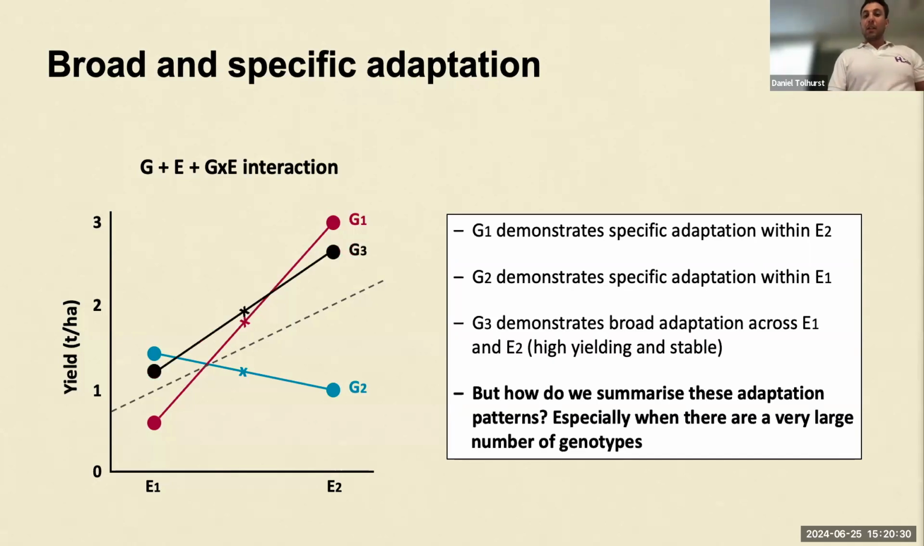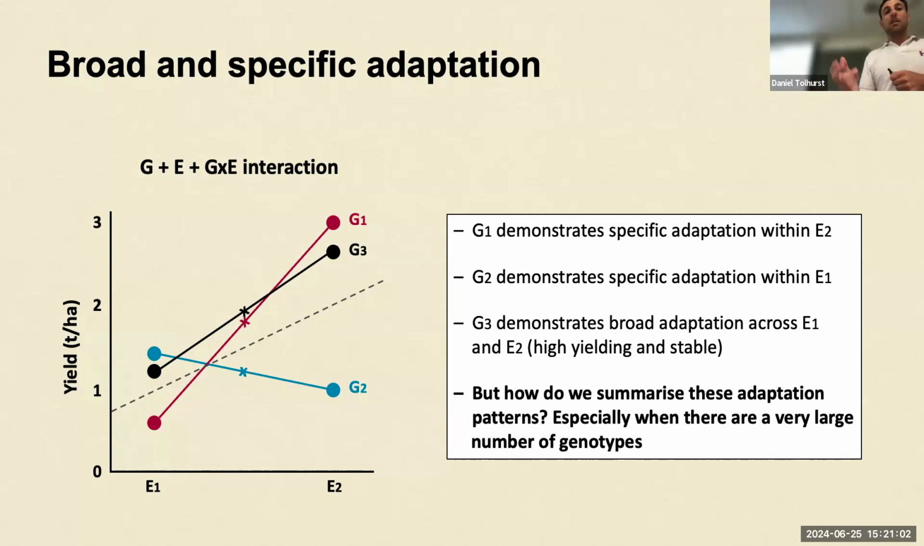And of course, as a breeder, what you would actually like to have is, say, G3, which is broadly adapted to both of those environments. The average breeding value for G3 is a little bit higher than G1, but in both of the environments it does a little bit less than the others, but we're still stable across those two environments. So G3 would be that broadly adapted genotype that you'd like.